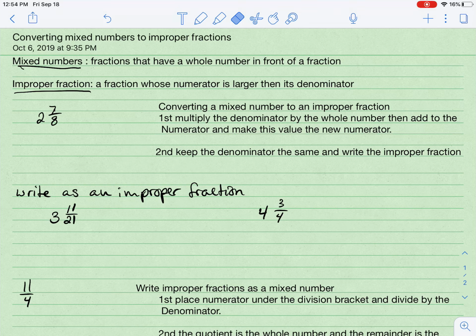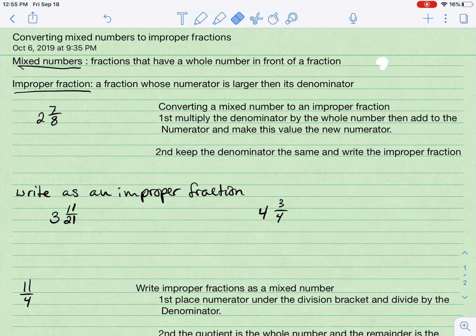Okay, so now we've looked at fractions and how to convert them into decimals. So the other type of fraction we'll have is a mixed number or an improper fraction. So a mixed number is when you have a whole number and a fraction. So you have all of a few and then part of another.